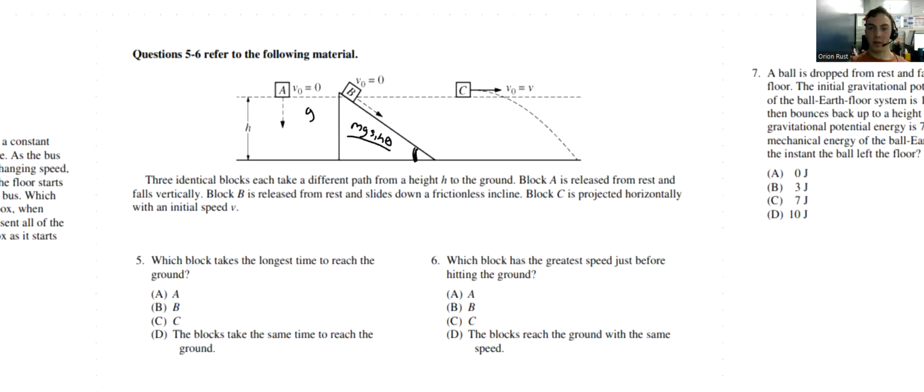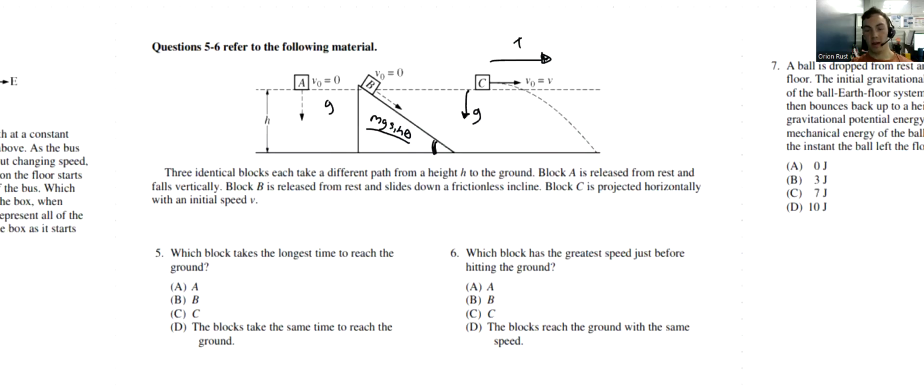And then with this, we know that the horizontal velocity in the x direction, if we're told that there's no air resistance, is going to be the same. So the initial velocity is in the x direction, but because it starts from rest, the y component of the velocity is going to be accelerating in the y direction. So which block takes the longest time to reach the ground?